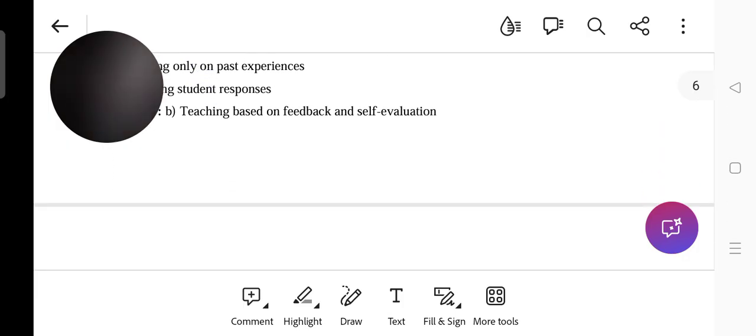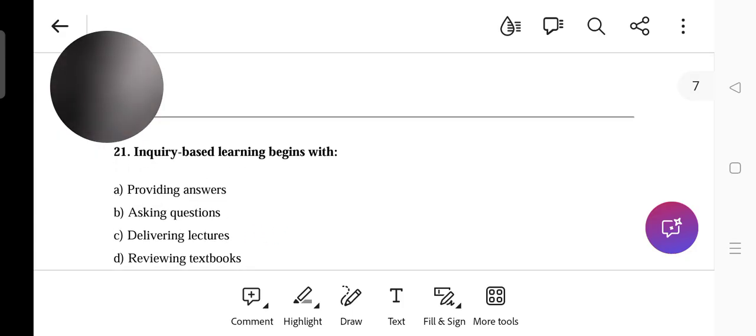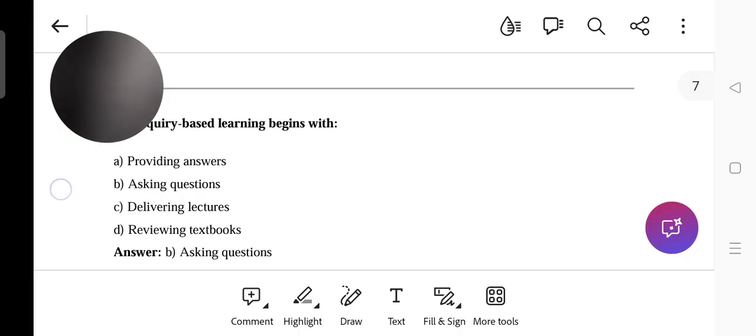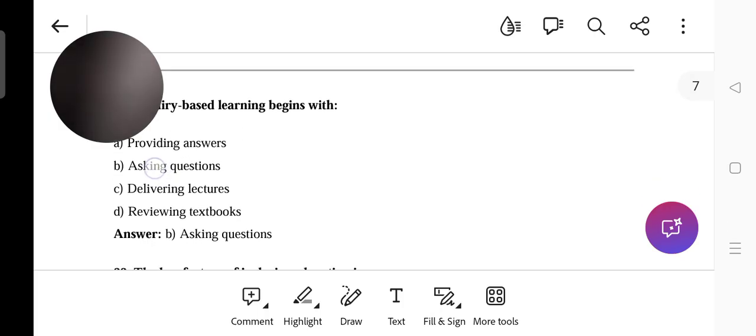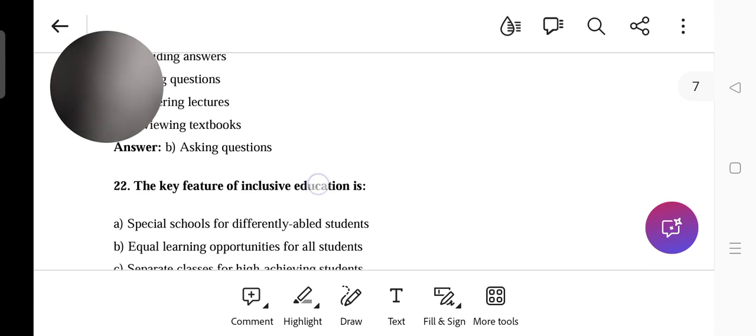The next question. Inquiry-based learning begins with option A, providing answers. Option B, asking questions. Option C, delivering lecture. Option D, reviewing textbooks. So inquiry based learning begins with asking questions. Option B will be the appropriate answer.